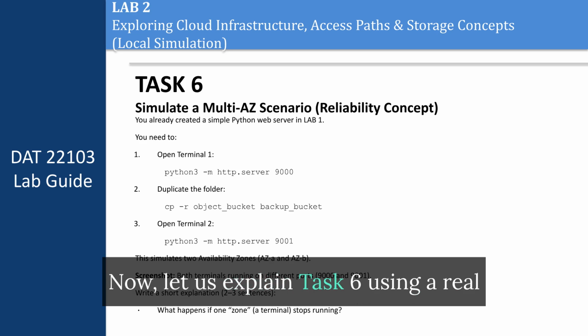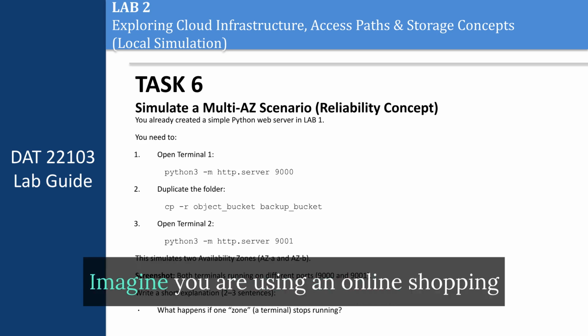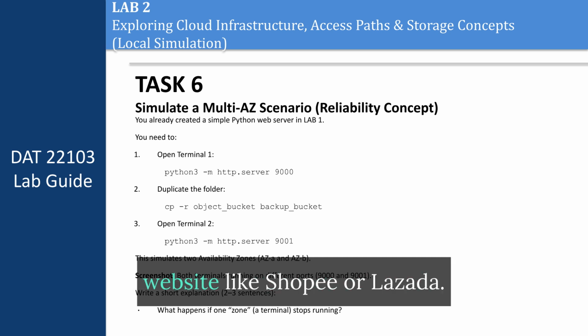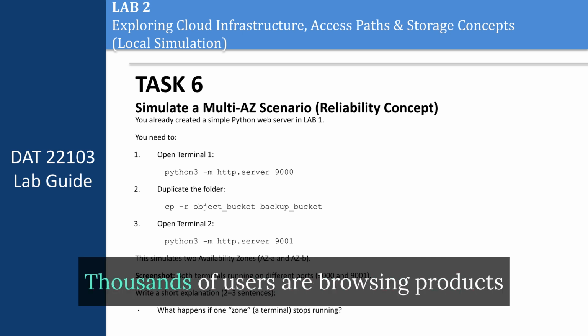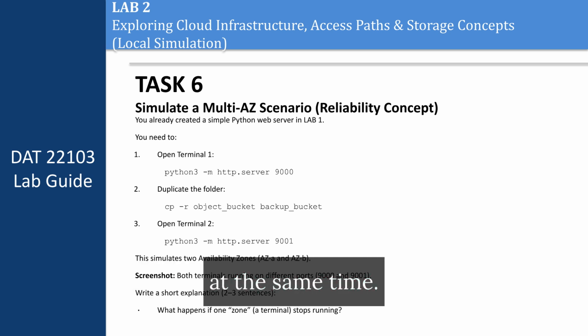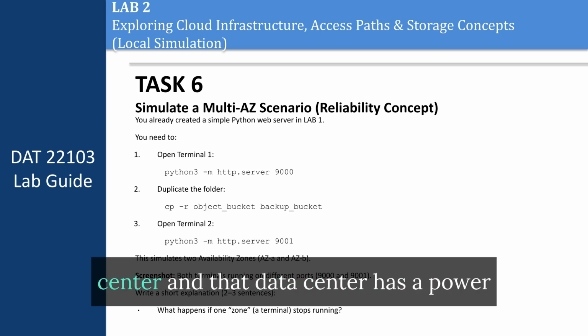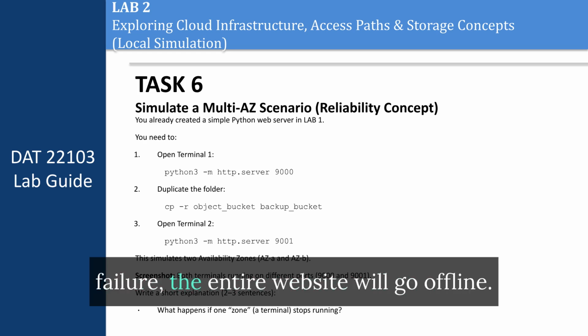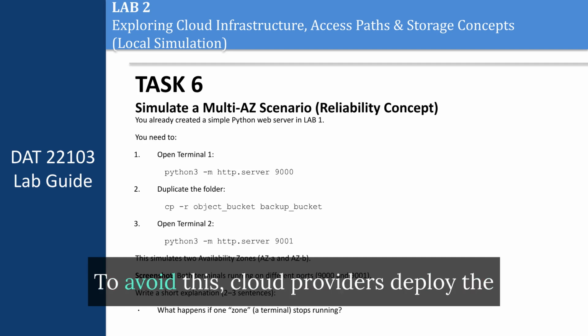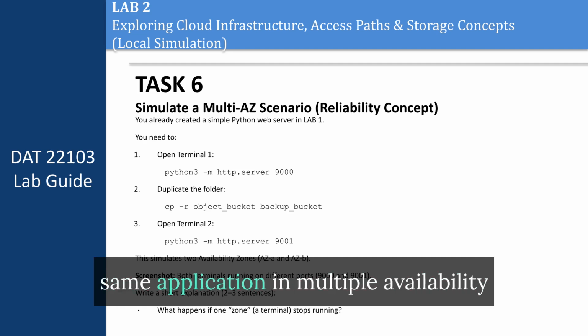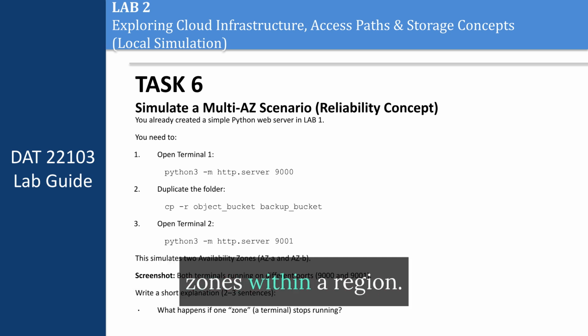Now let us explain task 6 using a real cloud example. Imagine you are using an online shopping website like Shopee or Lazada. Thousands of users are browsing products at the same time. If the website is hosted in only one data center, and that data center has a power failure, the entire website will go offline. To avoid this, cloud providers deploy the same application in multiple availability zones within a region.